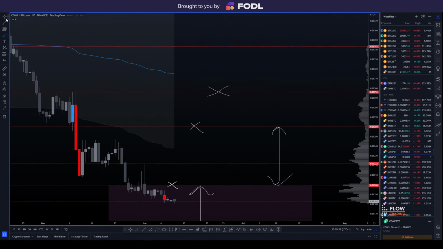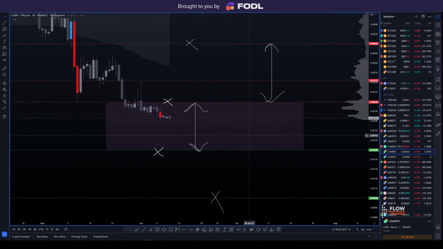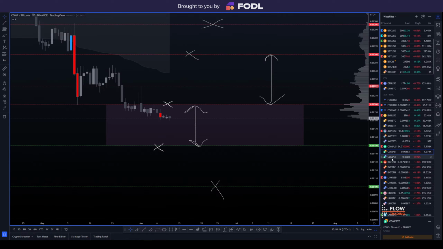Compound versus BTC. Again, this is resistance above here and support way down here, around 150 sats. 200 sats as resistance, 150 as support, and I think we rotate between this range now. If we move up, then I think the next level of resistance will be here, which is the previous level of support. If we break down, then I think we'll be looking at 100 sats as the next level of support.